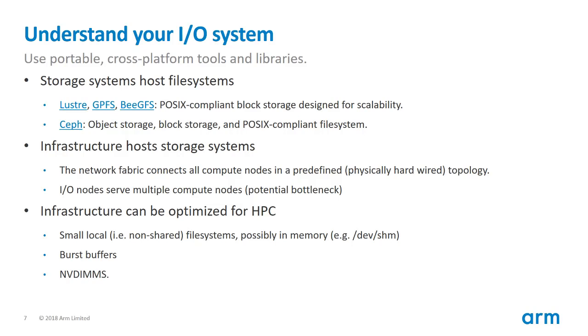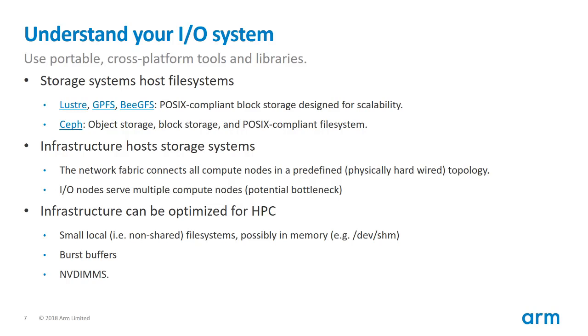Your typical POSIX file system can be hosted by a variety of storage systems, anything from NFS, Lustre, GPFS, BeeGFS, even Ceph, which is really not a high-performance file system per se. It's usually used for object storage. Ceph provides a POSIX interface as well.